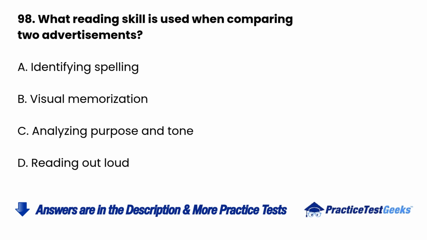98. What reading skill is used when comparing two advertisements? A. Identifying spelling. B. Visual memorization. C. Analyzing purpose and tone. D. Reading out loud.